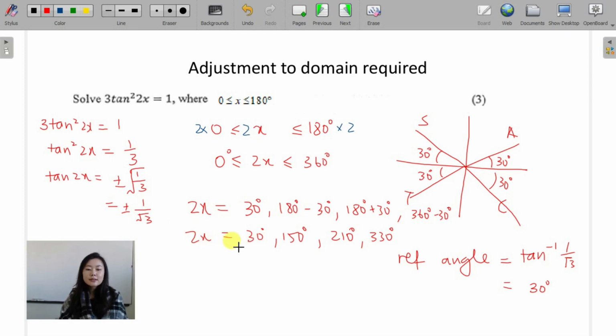Now this is the value for 2x, but we're not solving for 2x, we're solving for x. So the last thing is divide everything by 2. So imagine divide the 2 across on every single answer.